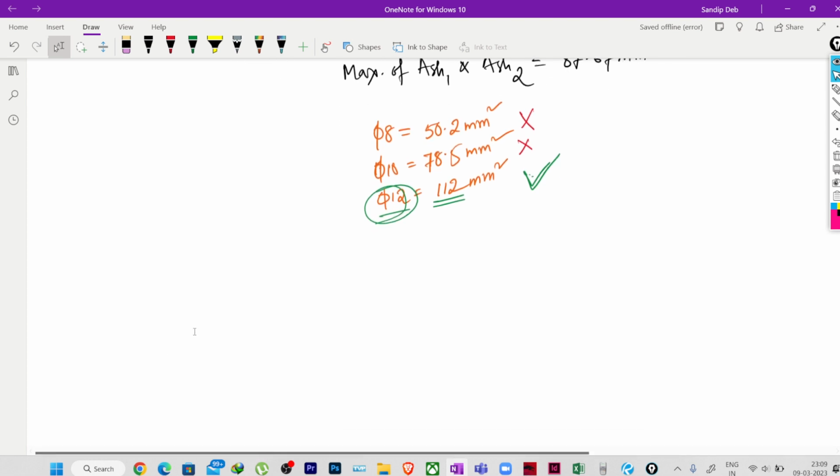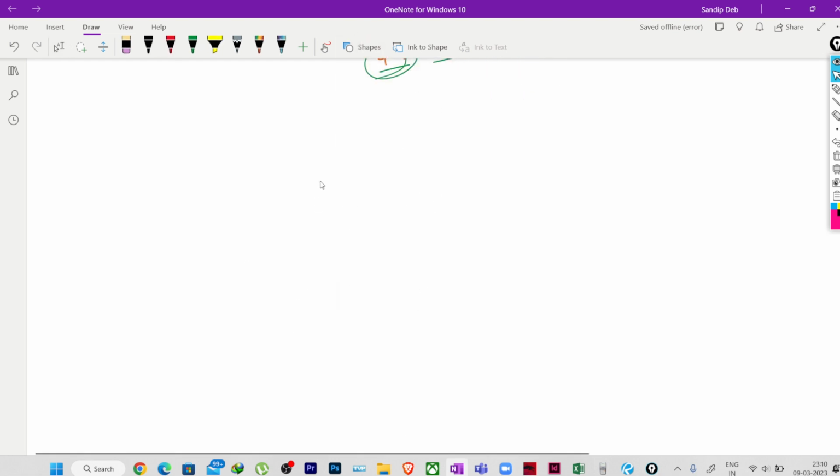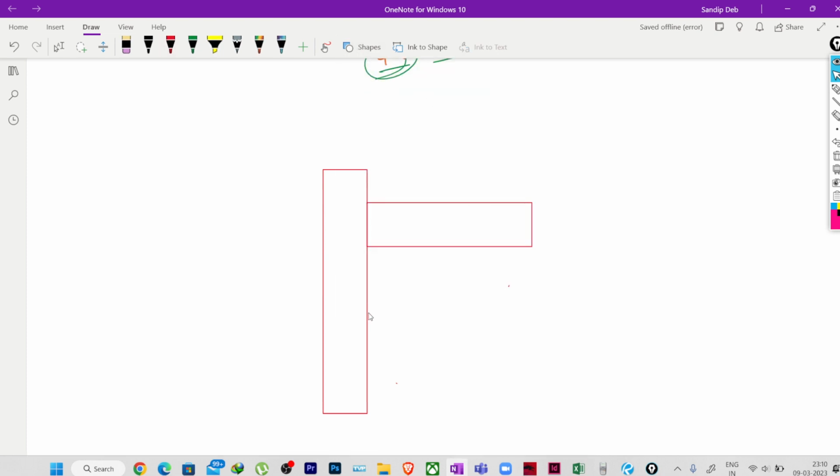So what is the ultimate answer we got? We needed 3 answers, right? I will draw the column again to write all these answers. This is my column, this is one beam, this is another beam. We will be providing confinement reinforcement like this, here also like this. This extent L0 equal to 500 mm, L0 equal to 500 mm, and this spacing and bar diameter.